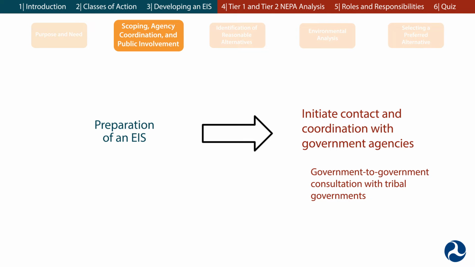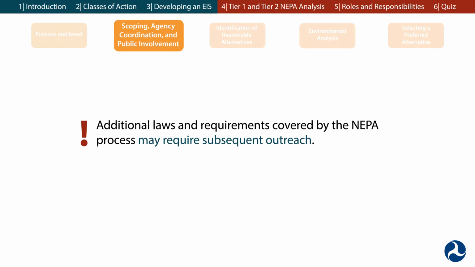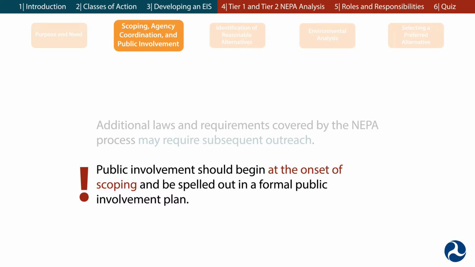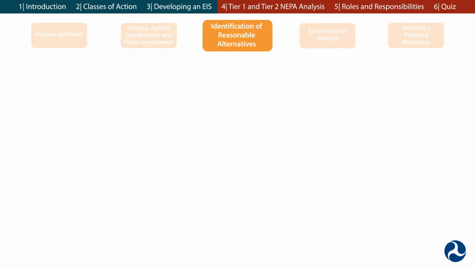Government-to-government consultation with tribal governments is also initiated during scoping at the beginning of the project. Additional laws and requirements covered by the NEPA process may require subsequent outreach. It is important for project leaders to also reach out to participating agencies, groups, or organizations that may have an interest in the project. Public involvement should begin at the onset of scoping and be spelled out in a formal public involvement plan.